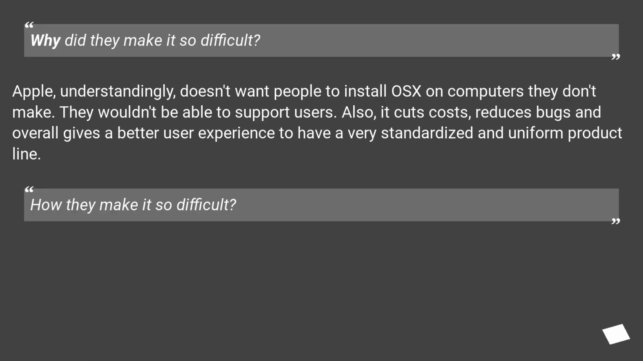Why did they make it so difficult? Apple, understandingly, doesn't want people to install OS X on computers they don't make. They wouldn't be able to support users. Also, it cuts costs, reduces bugs and overall gives a better user experience to have a very standardized and uniform product line. How do they make it so difficult?